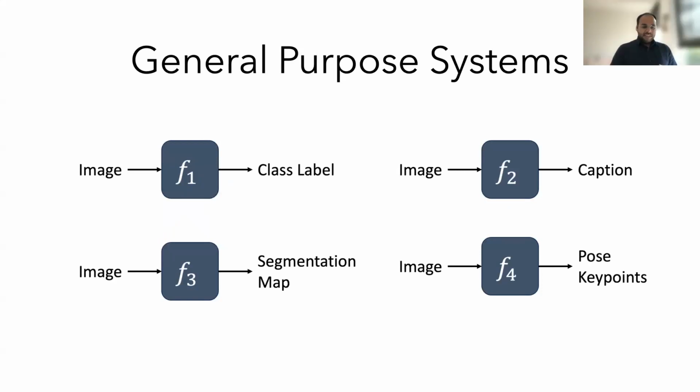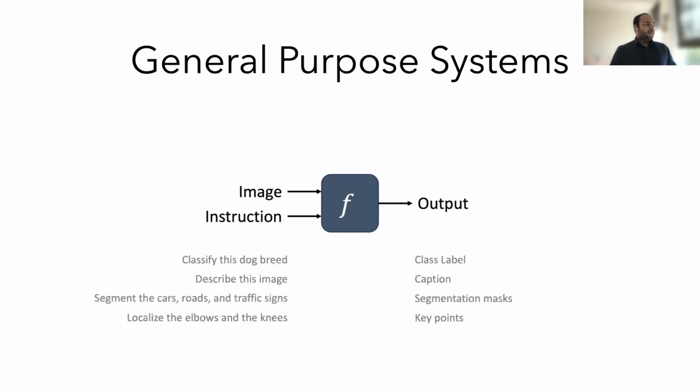So one of the key characteristics of these systems is, instead of having to learn separate functions for different tasks like classification or captioning or segmentation, prediction, or whatever have you, we would like to have a single system that takes the input, in this case an image, and an instruction, and the instruction is what determines the behavior of the system. So if the instruction is to classify this dog breed, then the function f predicts a class label. If the instruction is to segment the cars, roads, and traffic signs, then the function produces segmentation masks for these things, and so on. And this is often referred to as an instruction following system.